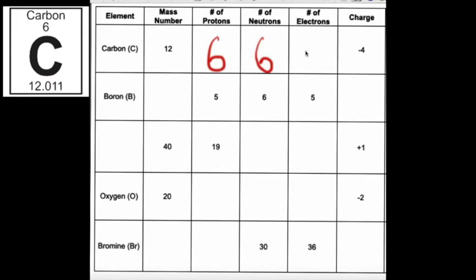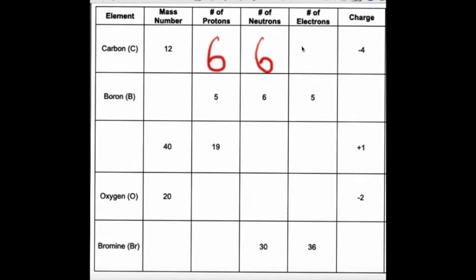Now all we have left is the number of electrons. Here, in order to figure that out, we look at the charge. So if the charge is -4, that means that there are 4 more electrons than there are protons. Does that make sense? Because electrons have a negative charge, protons have a positive charge. So if the charge is -4, that means that electrons outnumber protons by 4. So what is 6 plus 4? Well, in this case, it's got to be 10. Okay, so there's 6 protons, 6 neutrons, 10 electrons to give it a charge of -4.